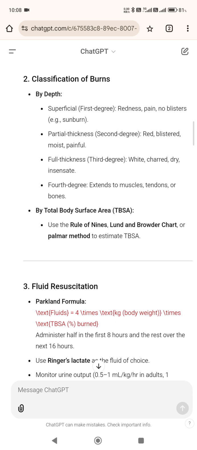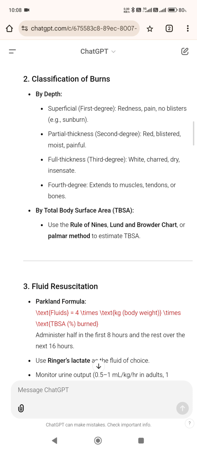2. Classification of burns. By depth. Superficial, first degree: redness, pain, no blisters, e.g. sunburn. Partial thickness, second degree: red, blistered, moist, painful. Full thickness, third degree: white, charred, dry, insensate. Fourth degree: extends to muscles, tendons, or bones.